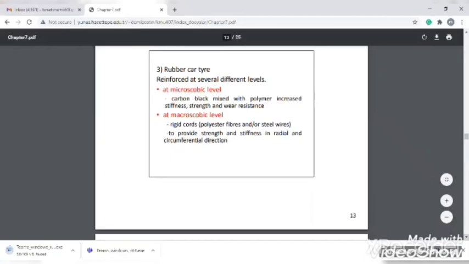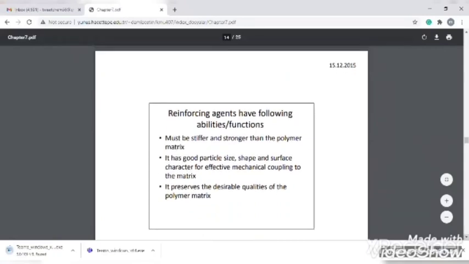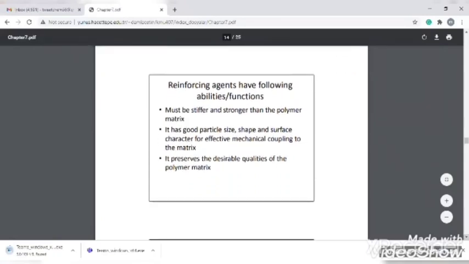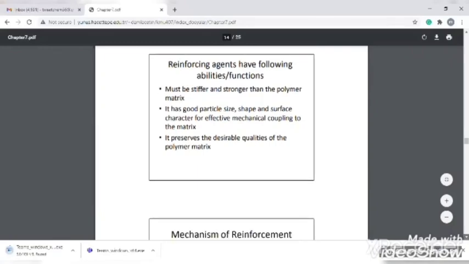Carbon black mixed with the polymer increases stiffness, strength and wear resistance, and at the macroscopic level rigid cords, polyester fibers or steel wires provide strength and stiffness in the radial and the circumferential direction. But reinforcing agents must have the following abilities: they must be stiffer and stronger than the polymer matrix. They have good particle size, shape, and surface factor for effective mechanical coupling to the matrix, and they preserve the desirable qualities of the polymer matrix.